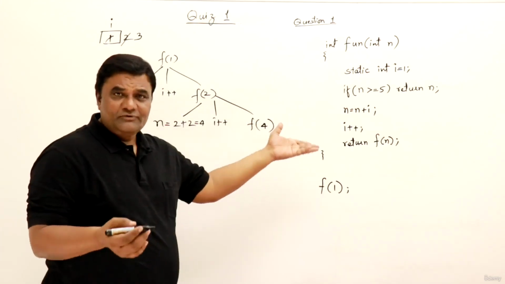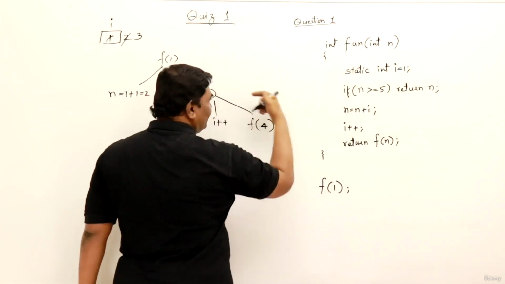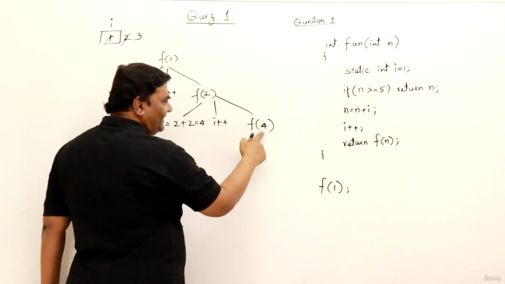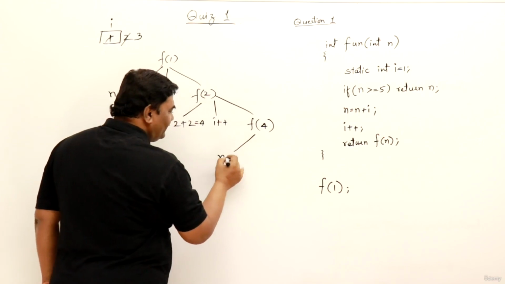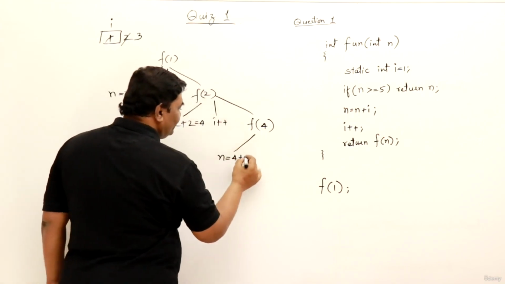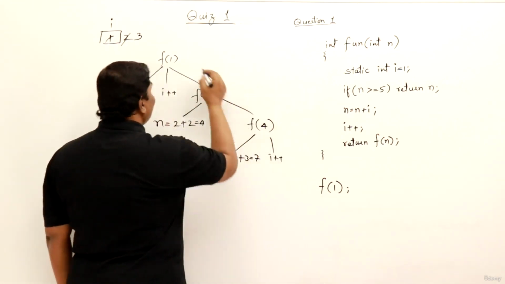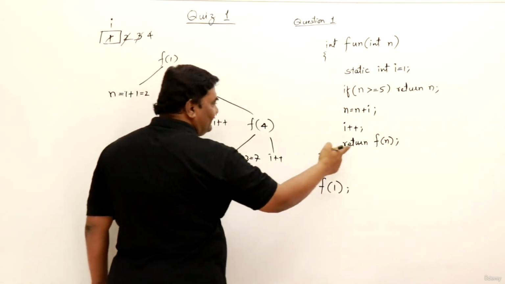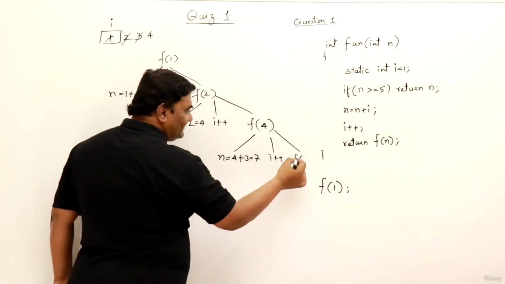Now let us do this step quickly. This is over already. I is right now 3. Is n greater than or equal to 5? No, it is not. Then n assign n plus I. N is 4 right now, and 4 plus I, which is 3, makes 7. Then I plus plus makes this 4. Then call function f of n. What is n? 7.